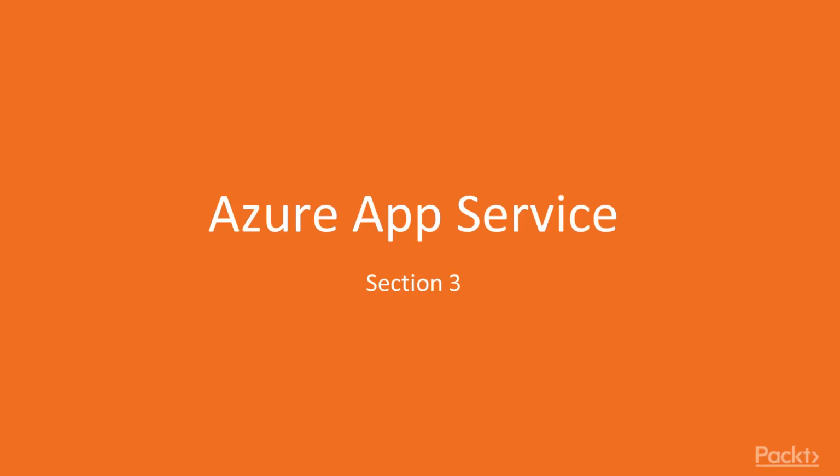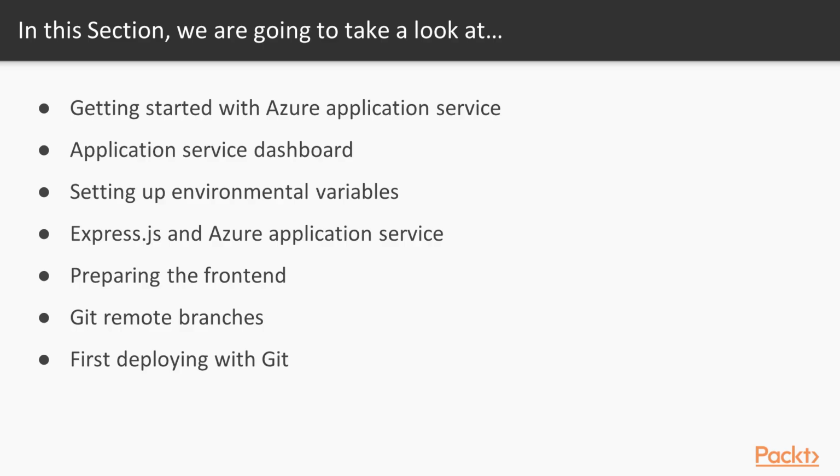We have successfully reached the third section where we will finally get to work with Azure App Service. We've prepared everything and we are now ready to make the migration. In this section, we will create a new Azure App Service for Node.js web apps and go through the App Service dashboard and settings.